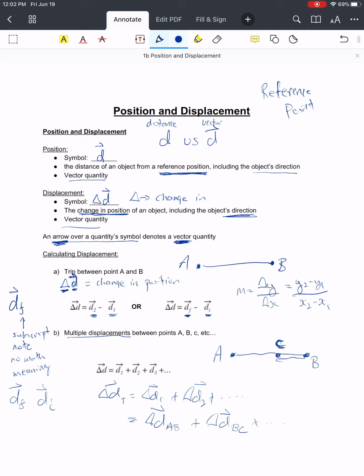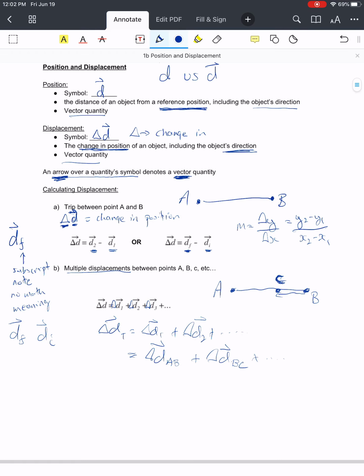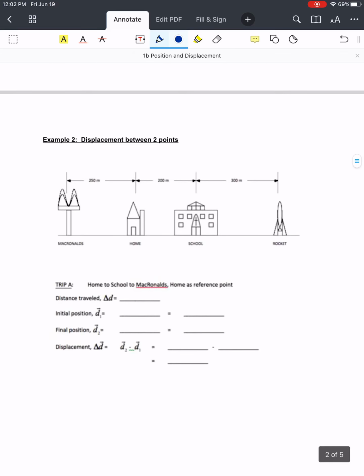So if we have just one displacement, from point A to point B, then you do DF minus DI. If you have multiple displacements, so you're doing multiple trips between multiple points, then your displacement is your first displacement plus your second displacement plus your third displacement, etc. So in here, I want you to add the deltas, meaning displacements, not positions. Okay. Now let's go through some examples.